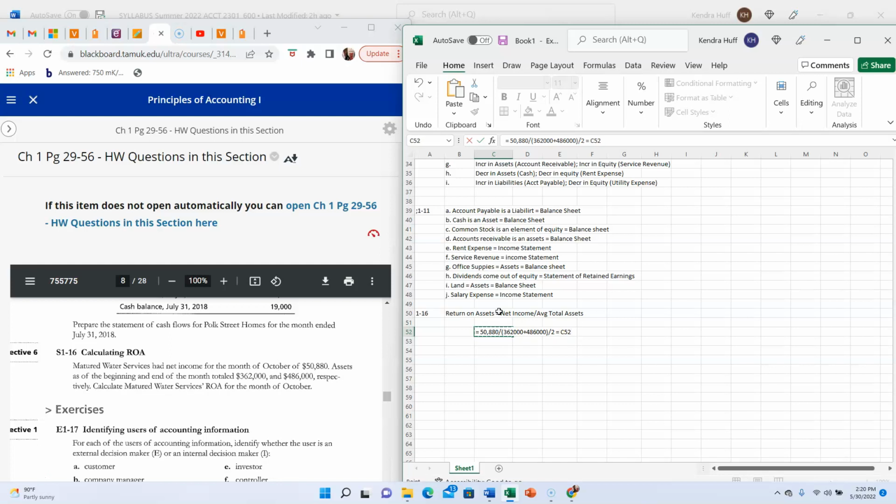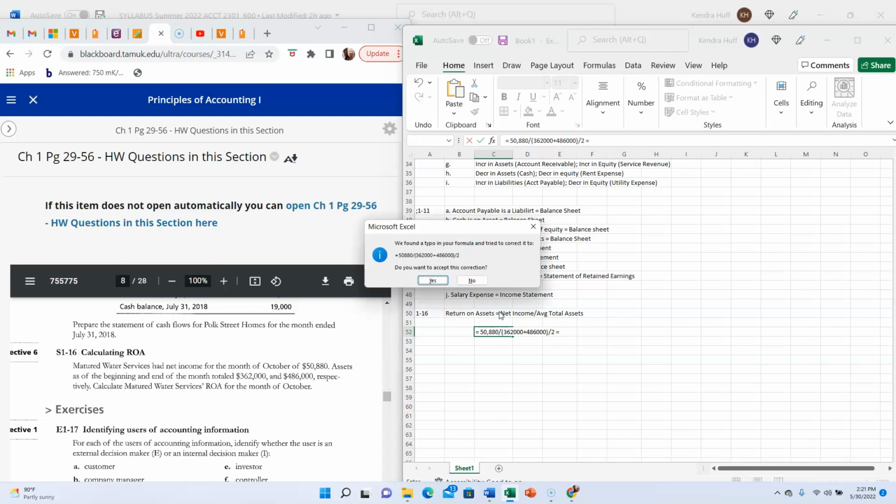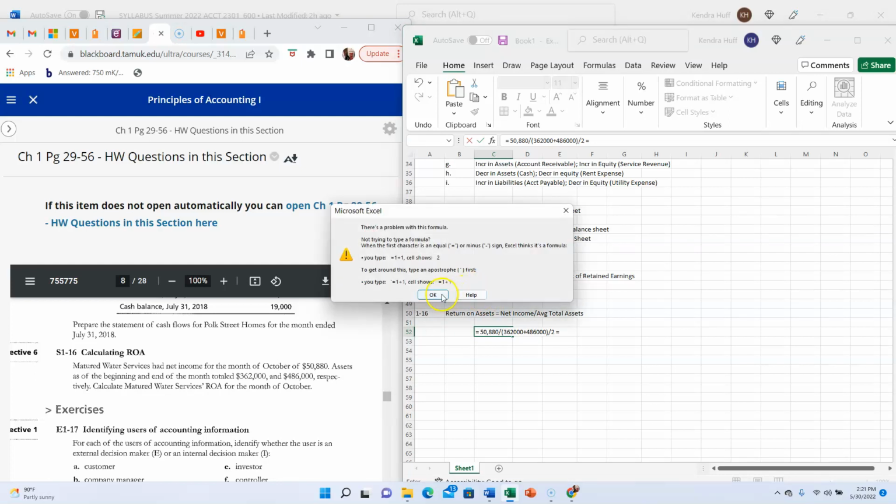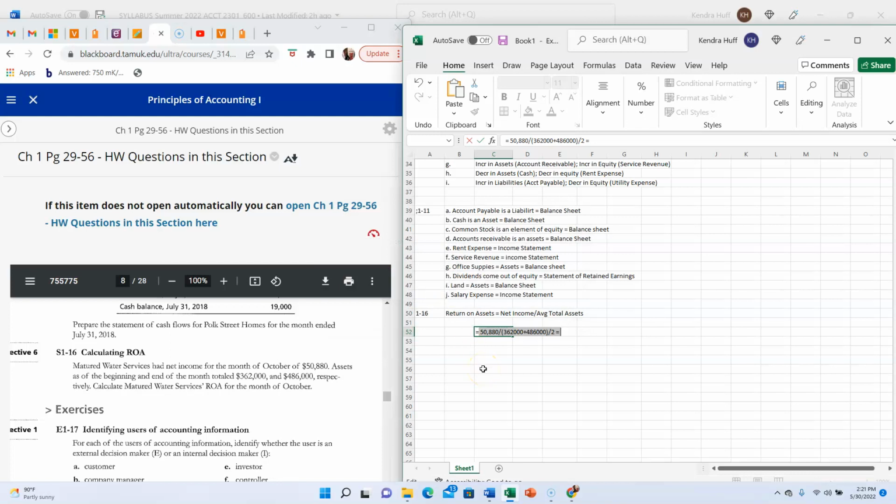Oops. I don't want a correction. Oh, it's because I didn't mean to put the equal sign here. I'm going to move this piece. $362,6.